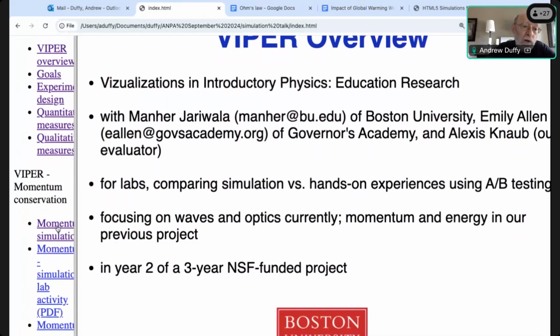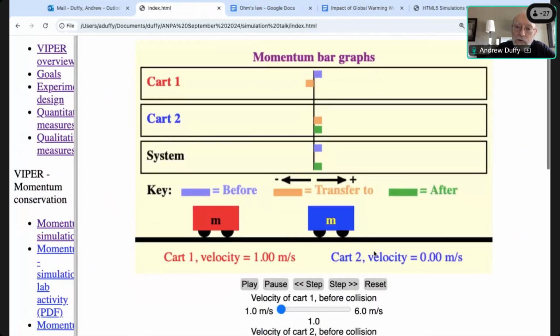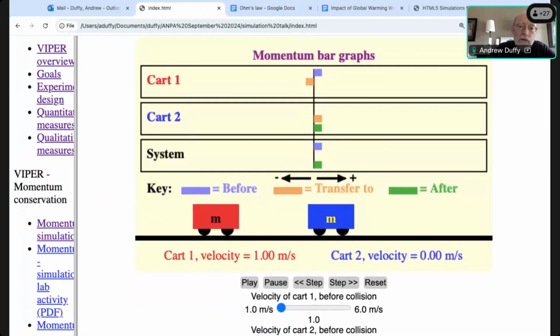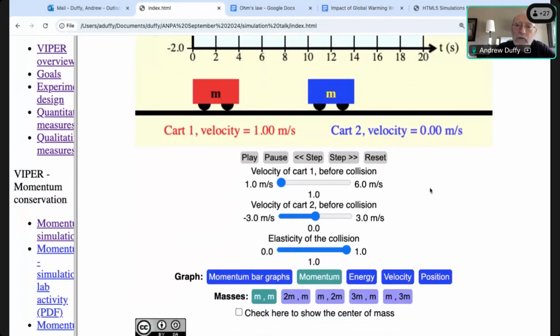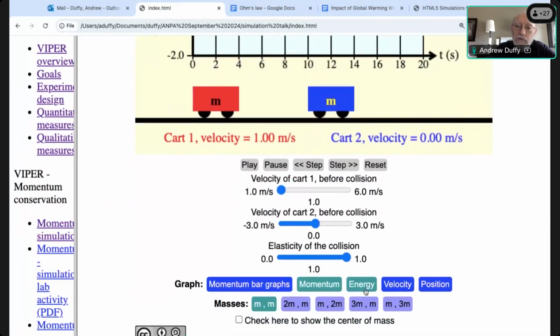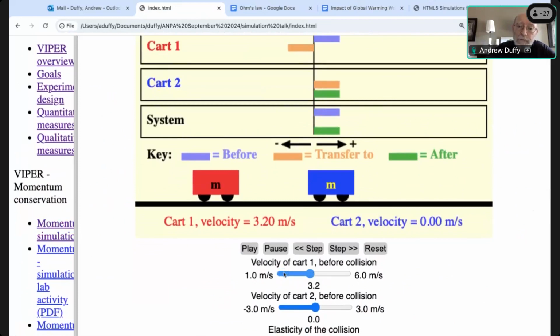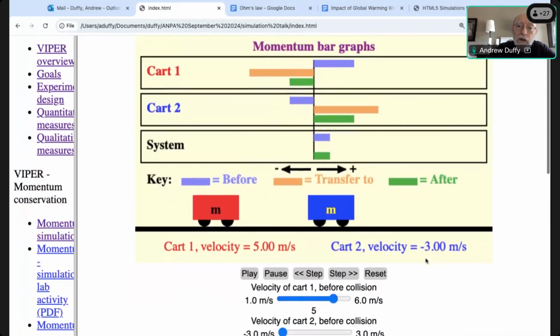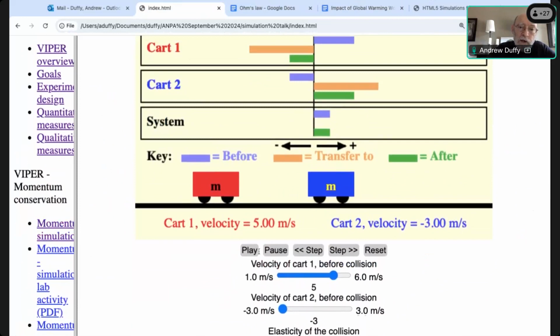We have a whole lab that's built around colliding carts, and this is part of what the students interact with. There are various things you can look at: momentum versus time, energy versus time, velocity versus time, position versus time. But I like this version. Here are momentum bar graphs. Let me crank these numbers up so you can see some interesting things happening. Okay, and we can play this collision. Here we go.